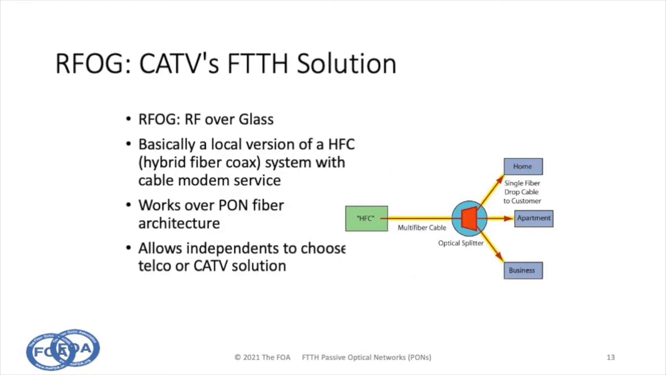Besides BPON, GPON, and EPON, there's RFOG, RF over glass. That's cable TV's fiber to the home solution. It works on the same cable plant architecture with splitters as a PON does, but it's basically a version of the hybrid fiber coax system used with cable modem service. It allows cable TV companies to operate over the same passive optical network as a GPON or BPON system.